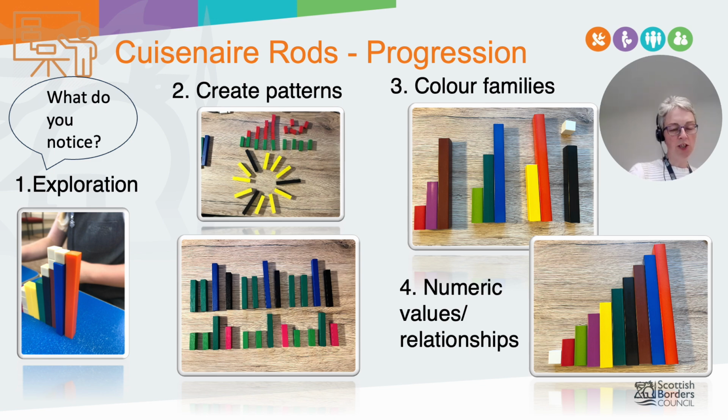Try not to attach a numerical value until children have explored and become familiar with the rods. This is suggested from the very end of P1 if a child is developmentally ready, but if not, can be introduced in P2. And finally, look at the numeric values. Children will begin to recognise the value of the coloured rods and can use this to support mathematical relationships such as doubling and halving, and part-whole relationships. For example, 3 and 2 makes 5, so 5 take away 1 is 4, and so on.